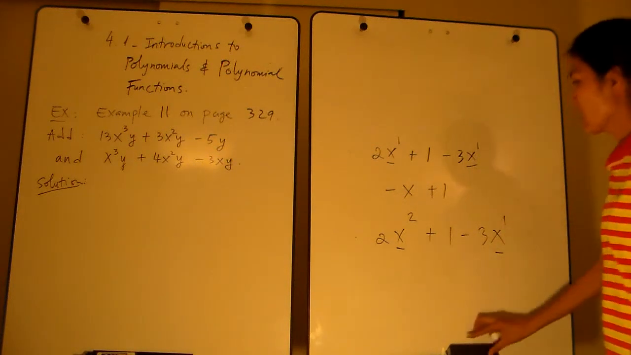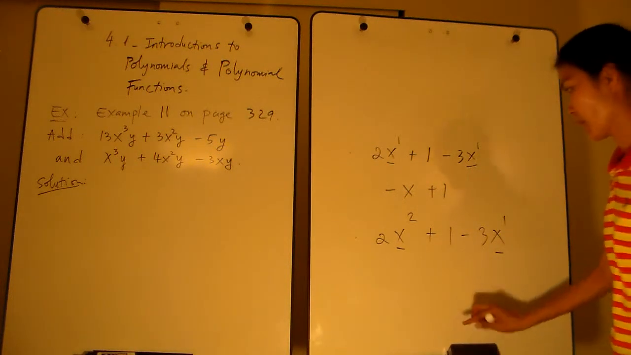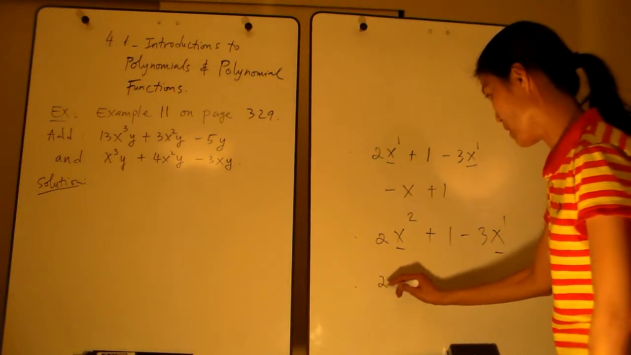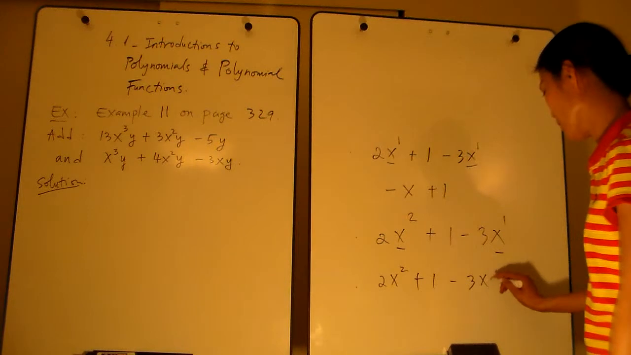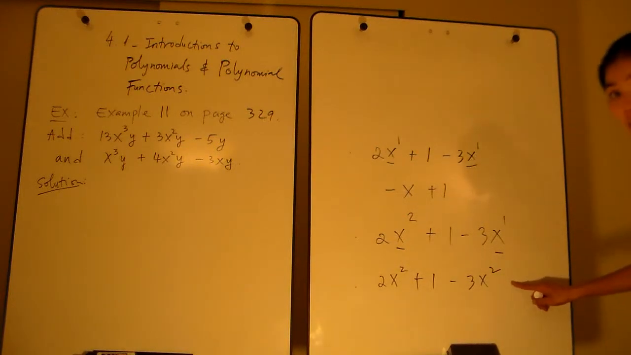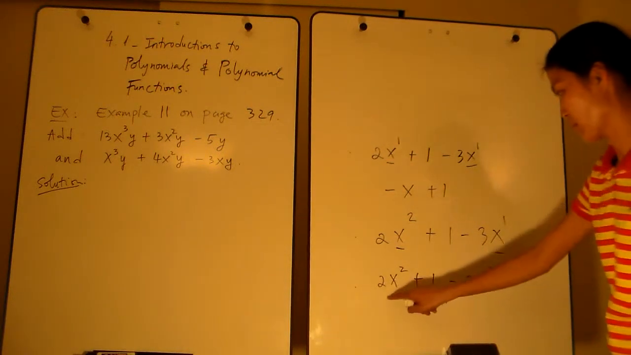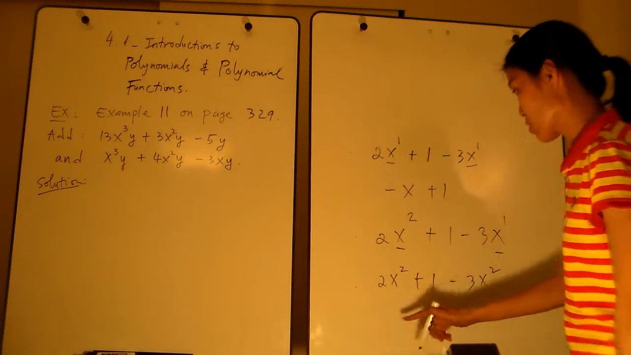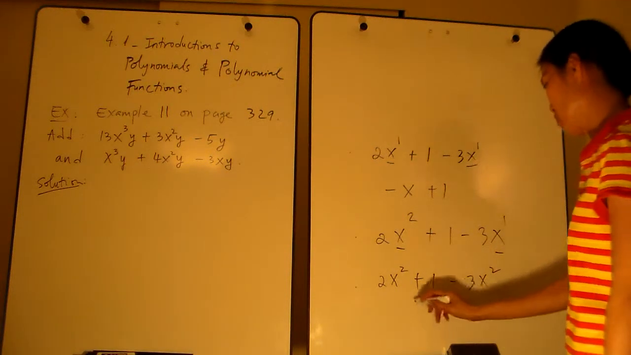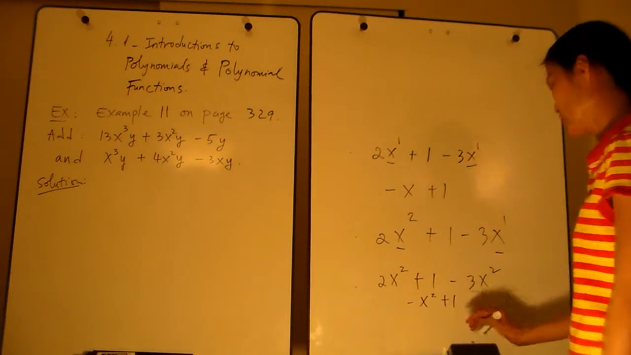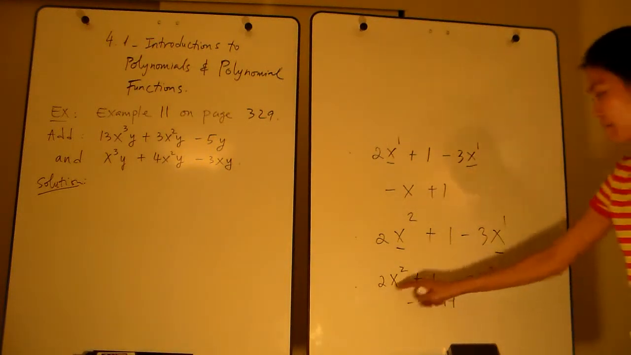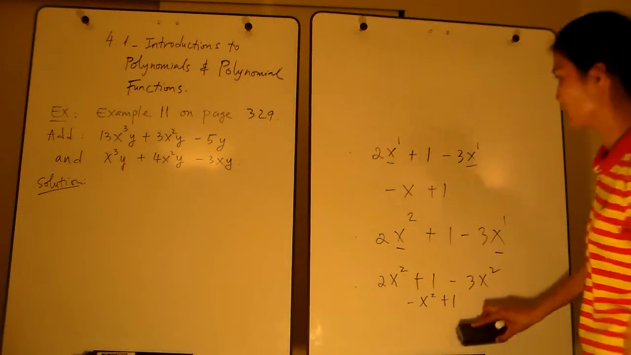That's it. Alright. Now, another case is what if you have 2x squared plus 1 minus 3x squared? For this case, you can combine because these two variables have the same exponents. So if you combine them, you would get the answer as negative x squared plus 1. Okay? Same variable with the same exponents.